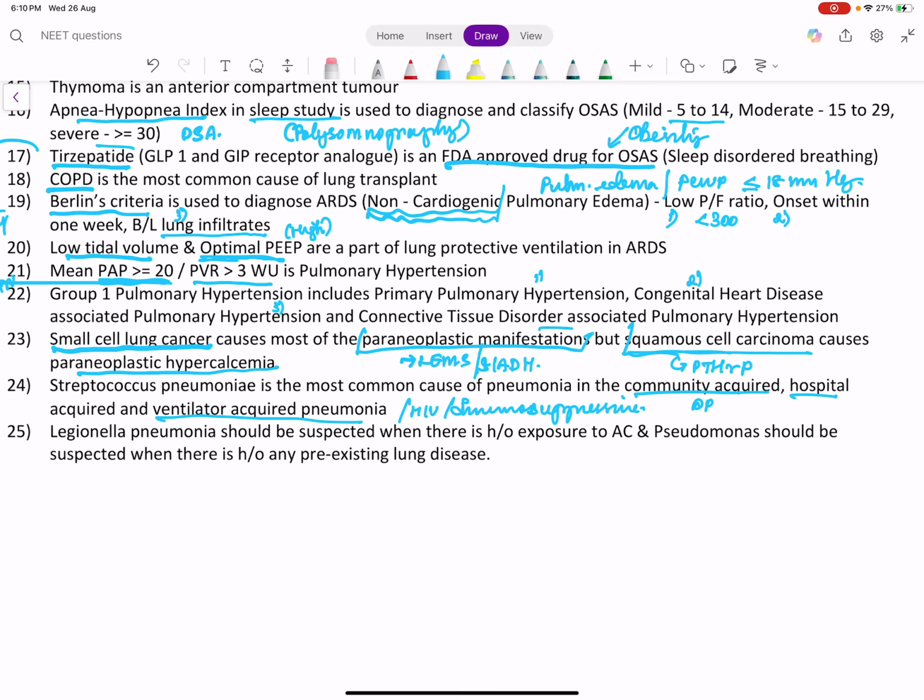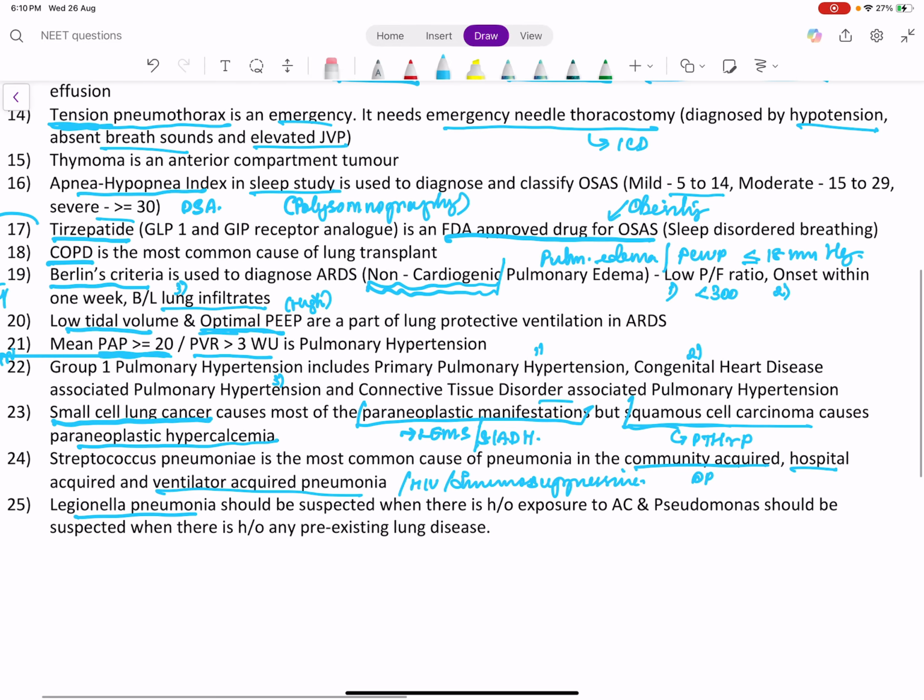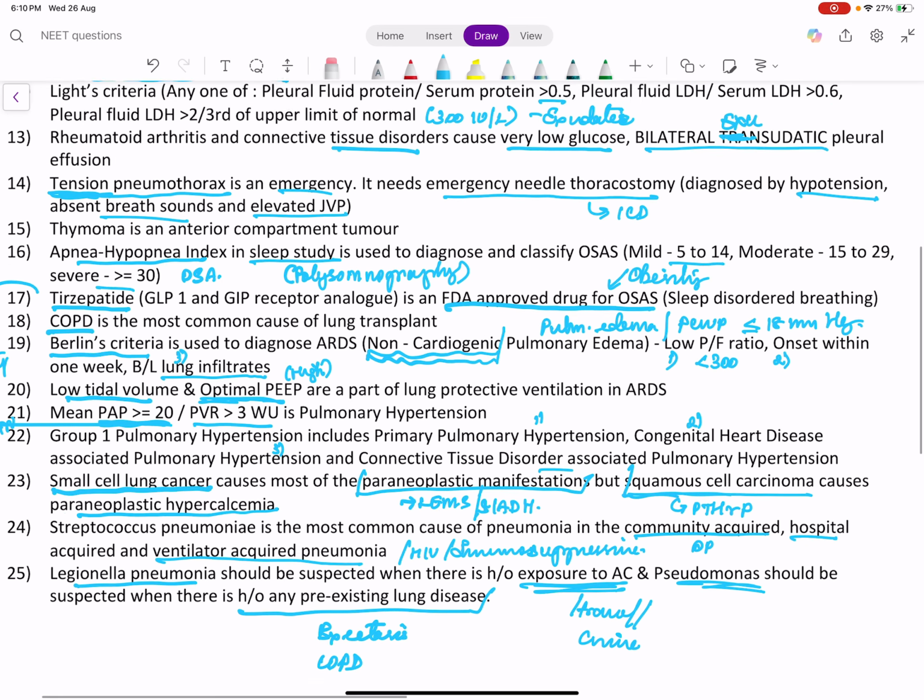Okay. Other pneumonias should be suspected in specific situations. For example, Legionella pneumonia should be suspected when there is history of exposure to AC or a travel or some cruise. Pseudomonas aeruginosa should be suspected when there is any pre-existing lung disease like bronchiectasis, or when there is COPD. Any previous lung disease, if there is a pneumonia, think of Pseudomonas.